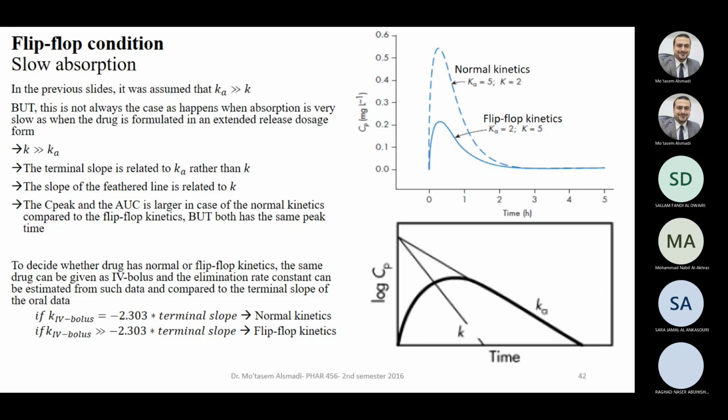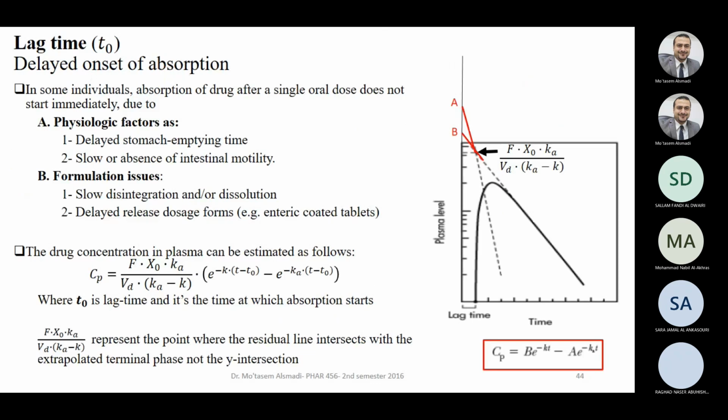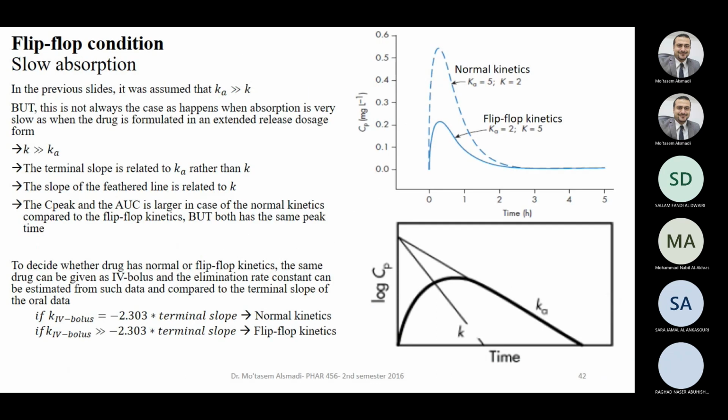Can you differentiate between delayed and sustained? You know what's the difference? But it starts from time zero, right? Like the enteric coated tablet. Exactly. So this happens when you have a sustained release, not a delayed release. If you have a delayed release, we'll talk about something else that's called the lag time. But a sustained release will be associated with the flip-flop kinetic.